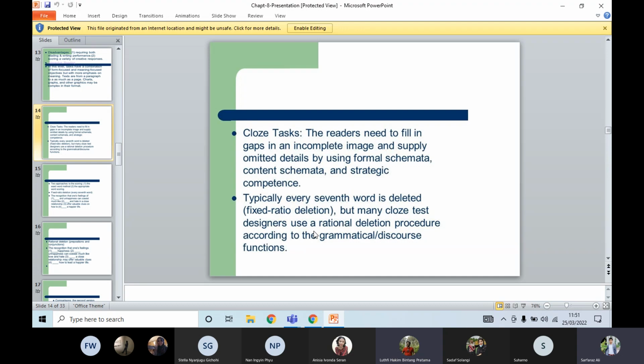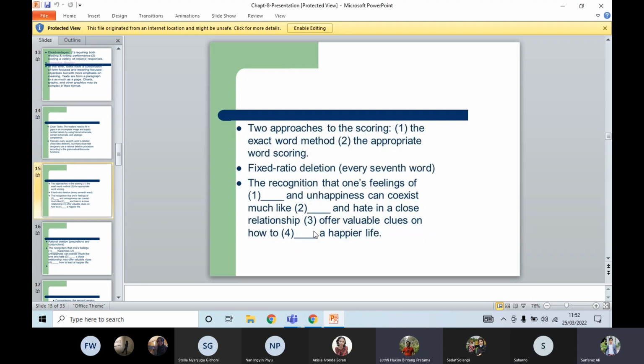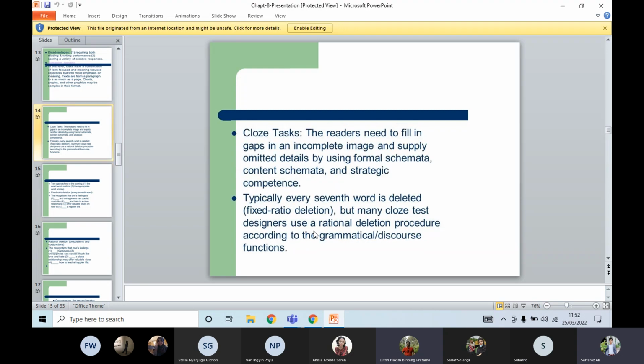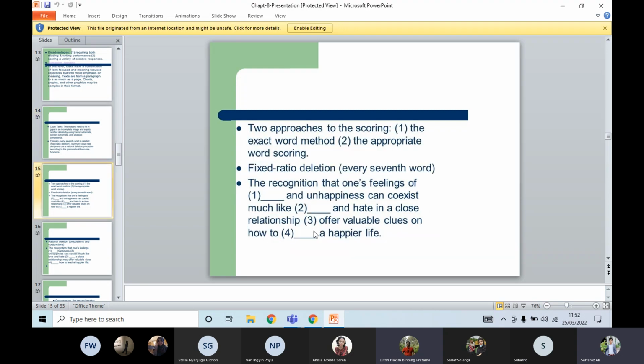In this type of task we also find some patterns. One usual pattern is that every nth word is deleted, or you may say the fixed ratio deletion. But many cloze test designers use a rational deletion procedure according to grammatical, discourse, and function considerations. So this is one pattern of the cloze tasks.